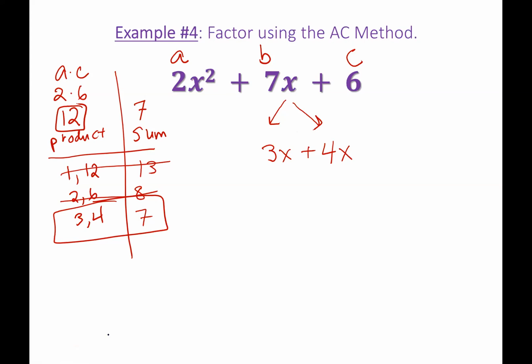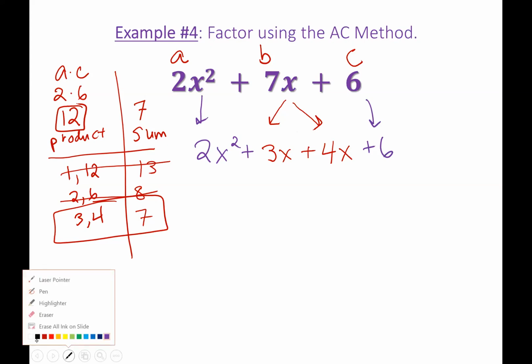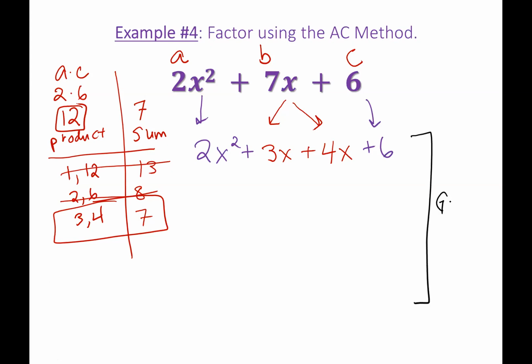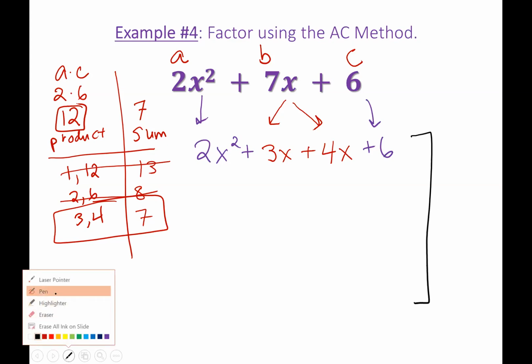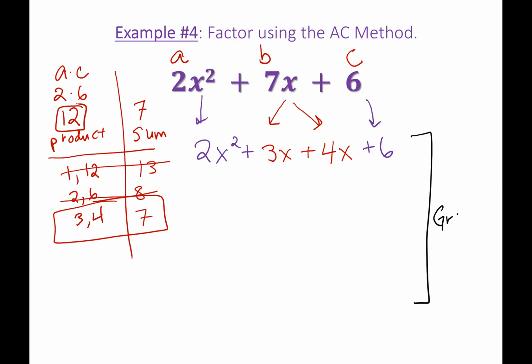Okay, so now I get to bring down the other terms. So the 2x squared comes down, plus 3x plus 4x, and then the 6 also comes down. So from here to the end, now I get to do grouping, because now we have 4 terms. Okay, so grouping. That's a good little review. Having some handwriting issues today. Grouping is what I tried to write. All right, go ahead and start grouping. So split up your terms into 2 groups of 2. Like this.